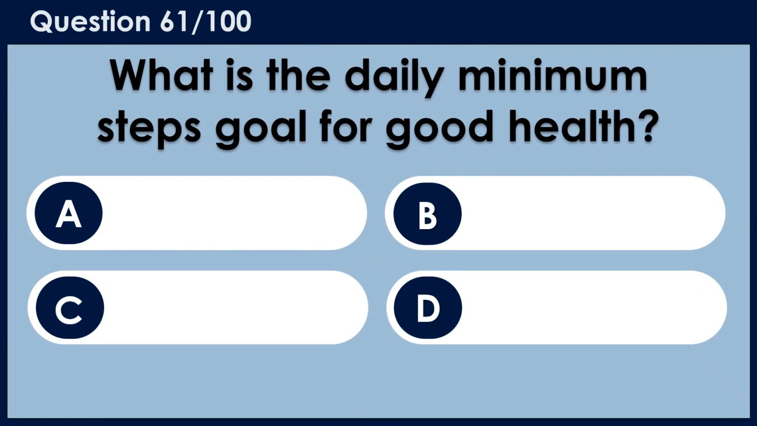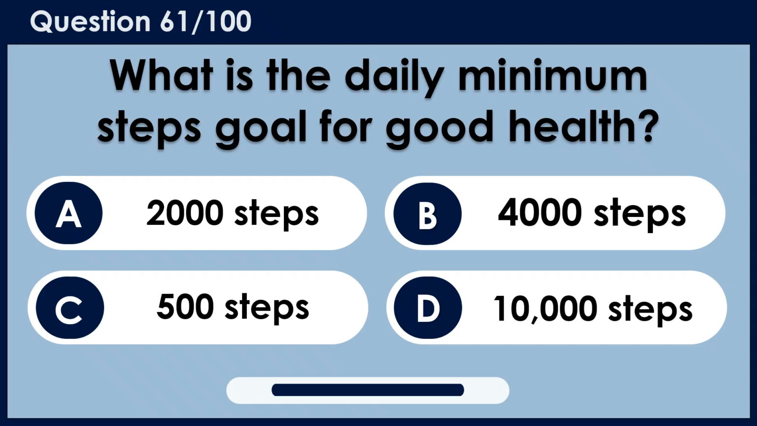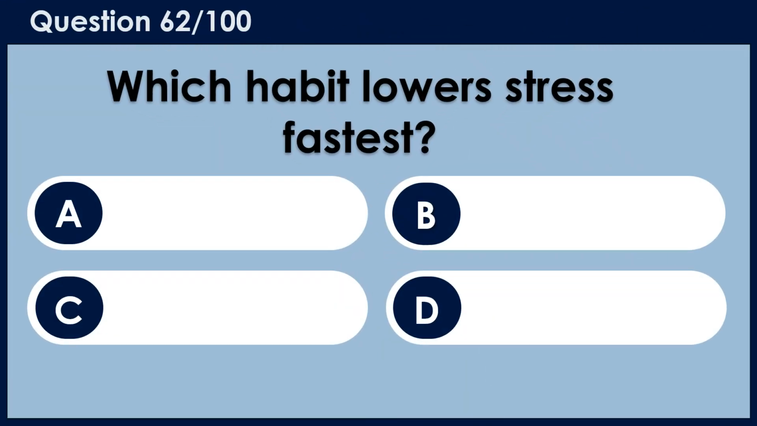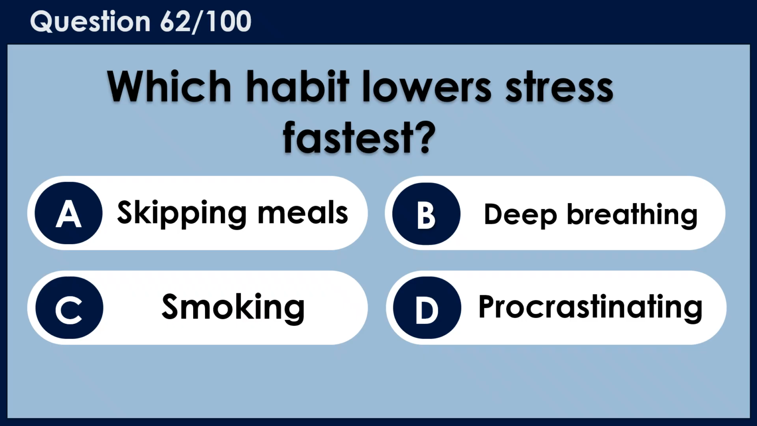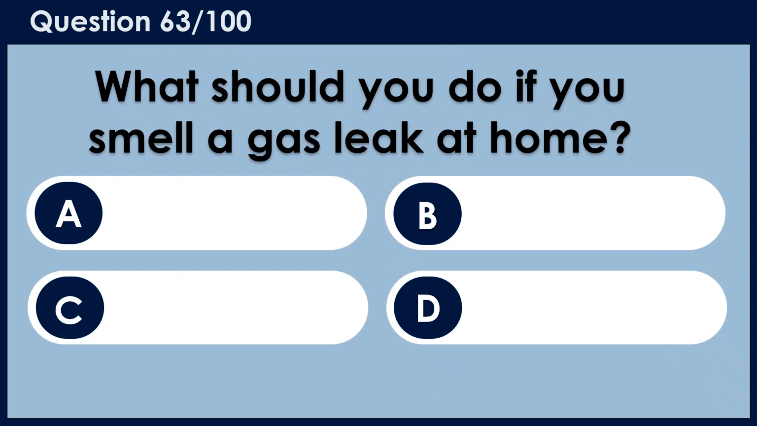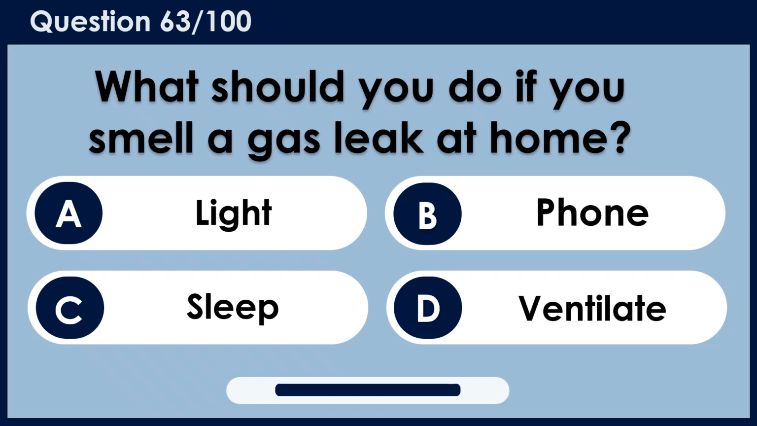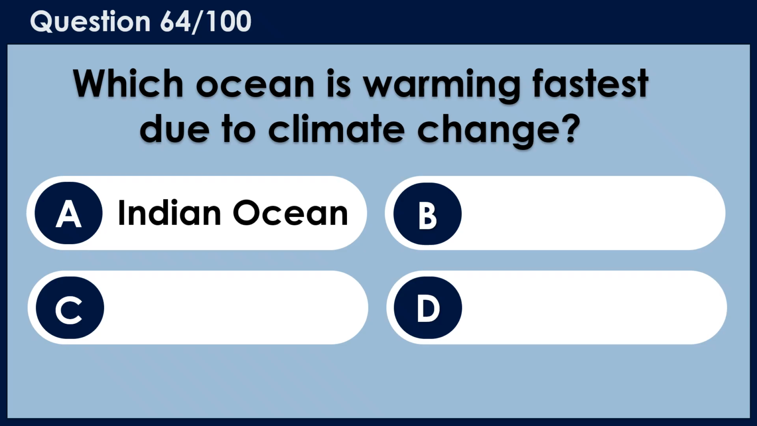Arrows. What is the daily minimum steps goal for good health? 10,000 steps. Which habit lowers stress fastest? Deep breathing. What should you do if you smell a gas leak at home? Ventilate. Which ocean is warming fastest due to climate change?